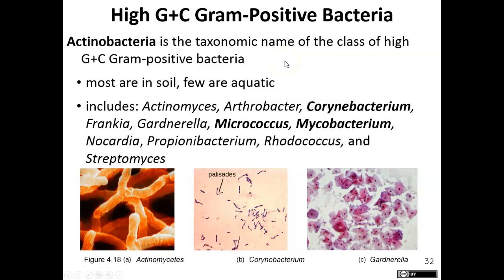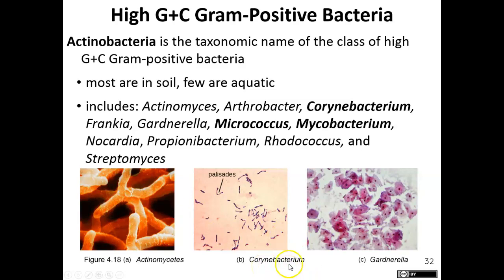So the gram-positive bacteria that have high G+C are all put into a taxonomic group known as the Actinobacteria. Most of these are soil bacteria, but some are aquatic. There are multiple genuses in this group. We're not going to look at all of the genuses. We'll look at a few of them though. So Actinomycetes, you can see right here, is, I'll say, a curved rod-shaped bacterial species found in soil.